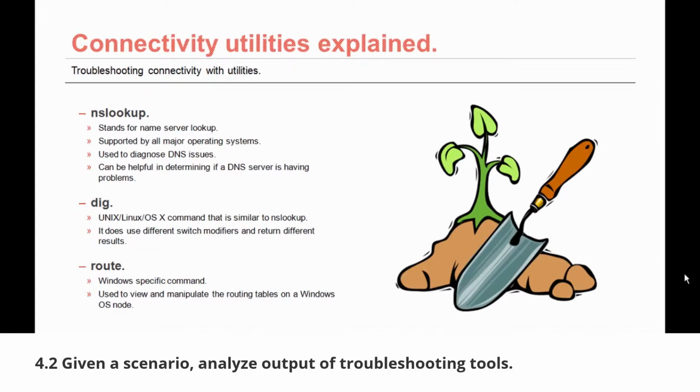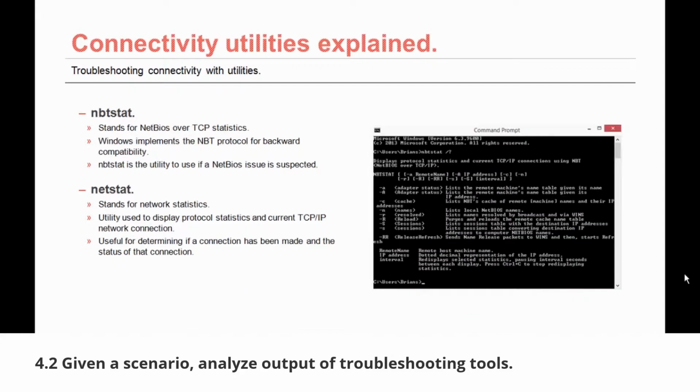There is the route utility. This is a Windows-specific command. It's used to view and modify the routing tables on a Windows operating system node. Next up is nbtstat, which stands for NetBIOS over TCP Statistics. Windows implements the NBT protocol for backwards compatibility. As a result, the nbtstat utility is used if a NetBIOS issue is suspected.